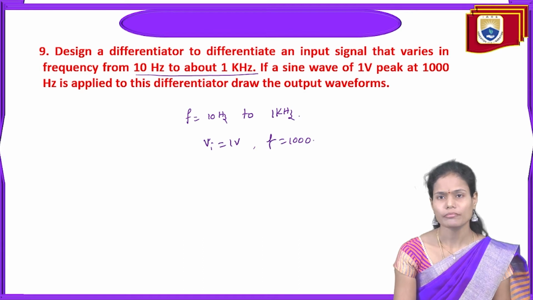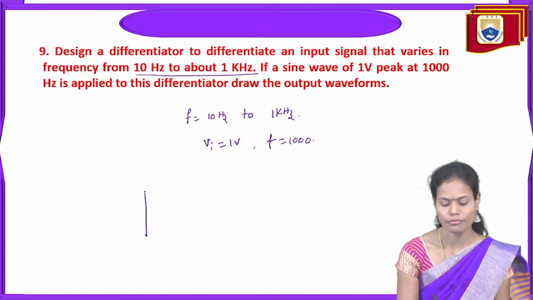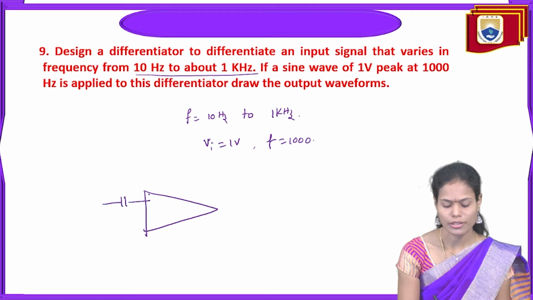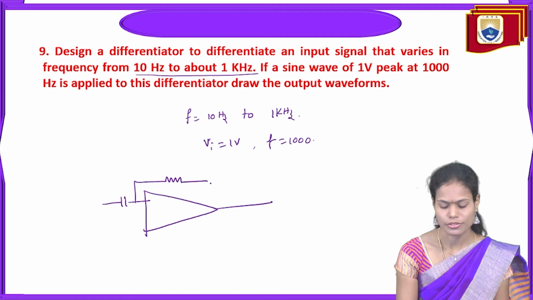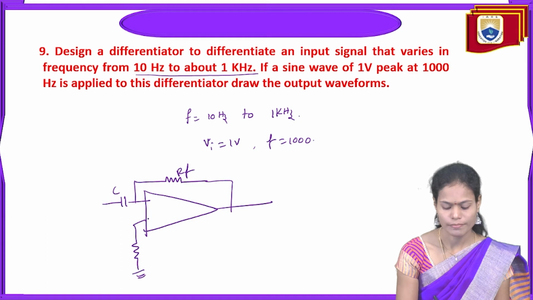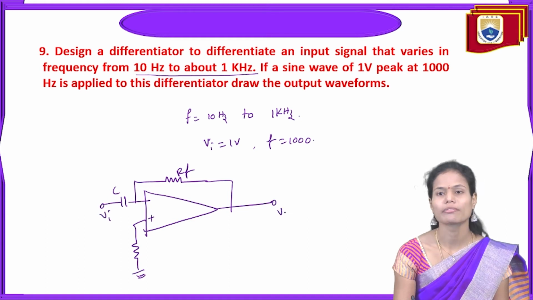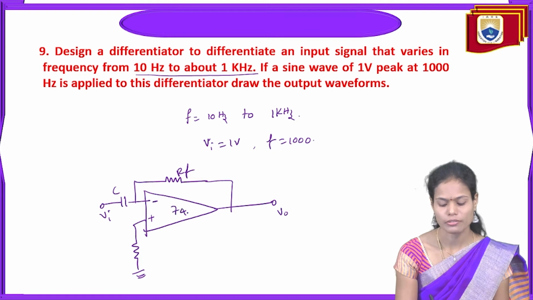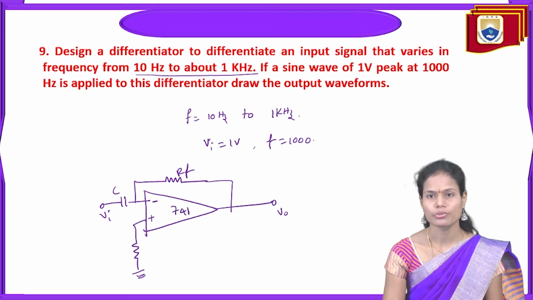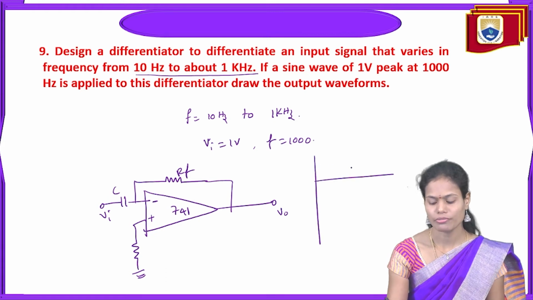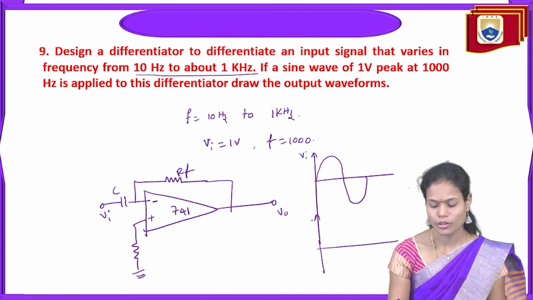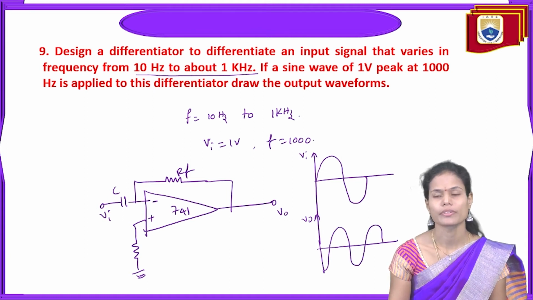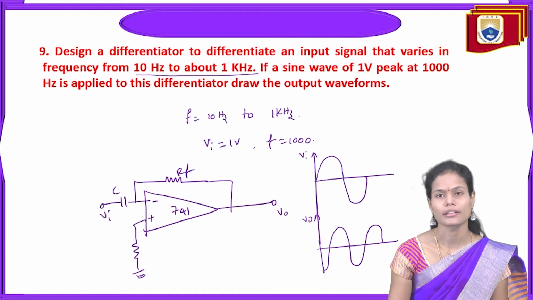So from the given parameters, we have to draw the differentiator circuit first, that is with the capacitor and the resistor, that is CRF, and the compensation resistor. Here we are applying the input signal and here we are taking the output signal. It is the 741 operational amplifier. So this is the circuit here. If we apply the sine wave as the input, the output signal we will get is a cosine-shaped waveform here. So each and every step we need to explain clearly here.